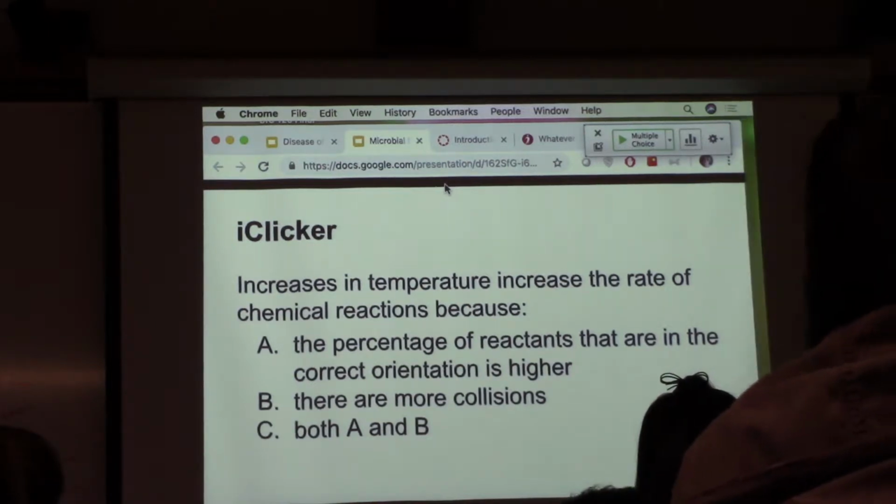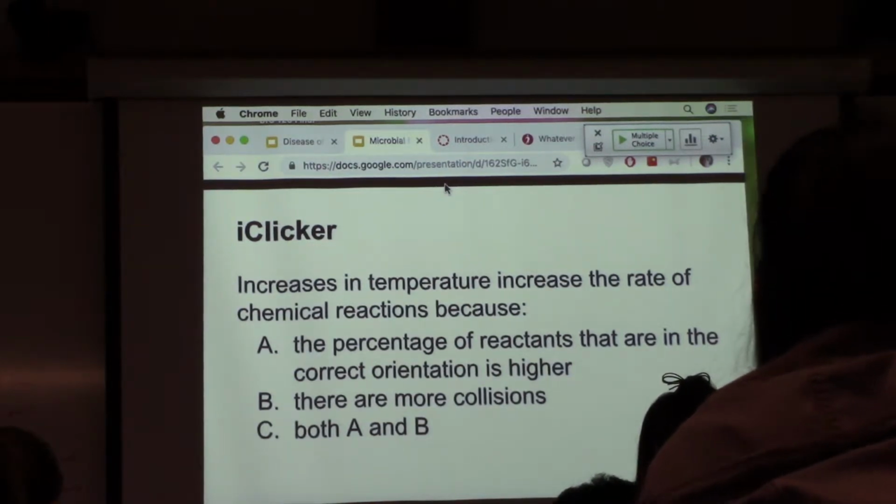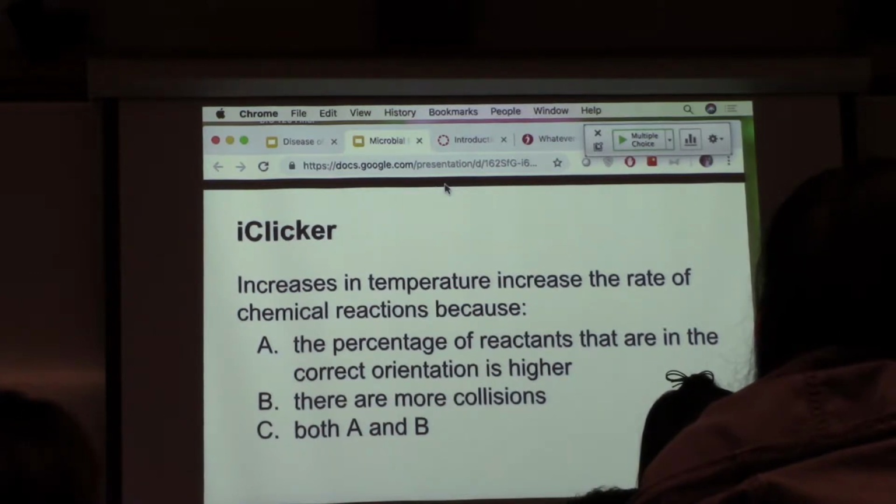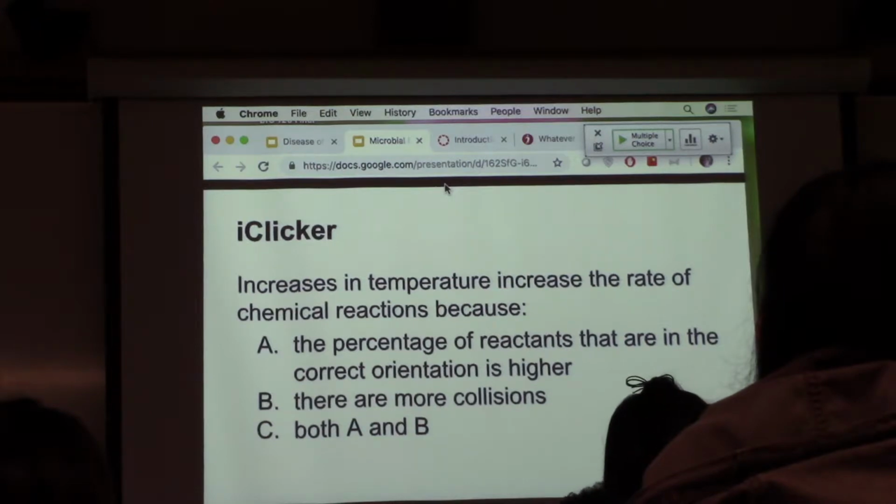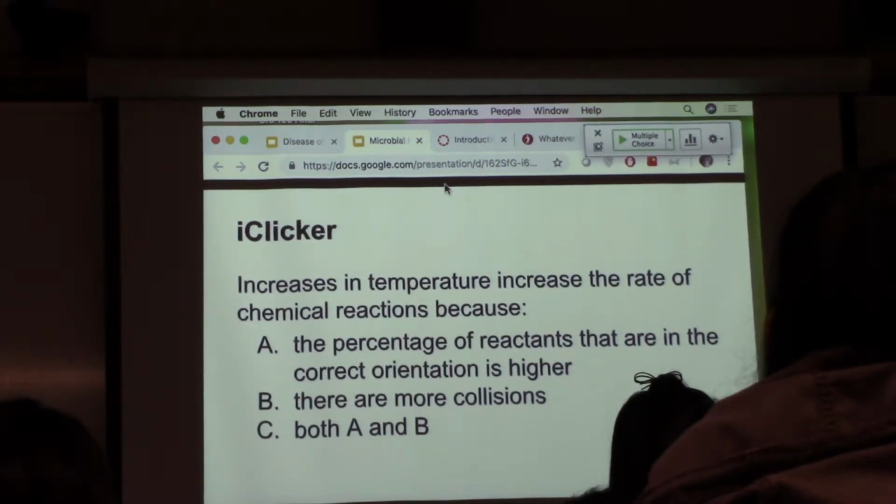Yeah, so in the presence of an enzyme, this gets really complicated. Because in the presence of an enzyme, all of the reactants will be in the correct orientation. But if the temperature goes too high, you could denature your enzyme and have no reaction at all. So this gets to be a really messy question in the presence of an enzyme.